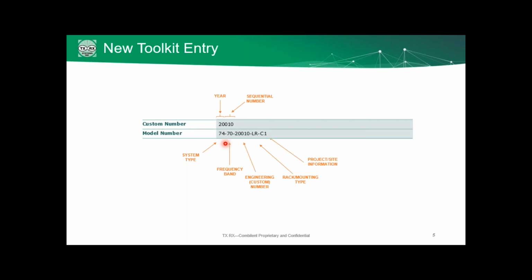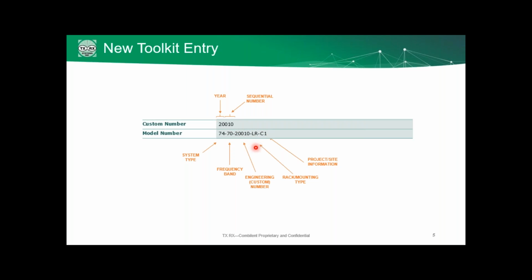Afterwards, we'll develop a model number. In this case here, a model number starts out with the system type. 74 indicates a combiner multicoupler system. Then the frequency band, 70 indicates 450 to 470 megahertz. And then the engineering number or custom number.